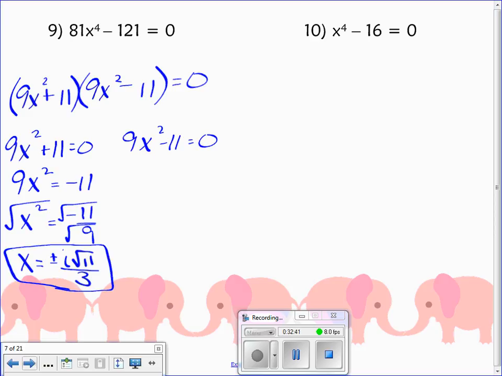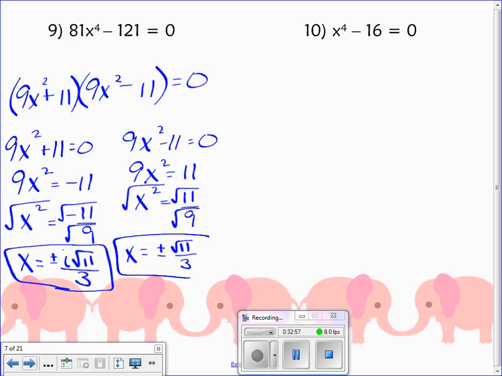All right, over here, add 11. Divide by 9. So it's going to be the same exact problem, just without the I. Good. Yep. So plus or minus radical 11 over 3. You're right. It's just like that one, but one has an I and one doesn't. Is that the difference of squares? Yes. No, that's fine.